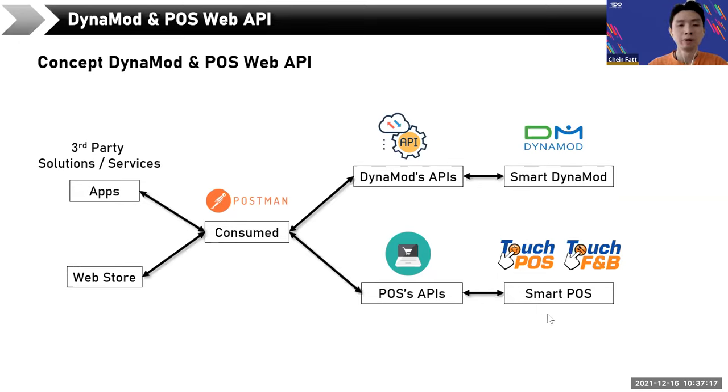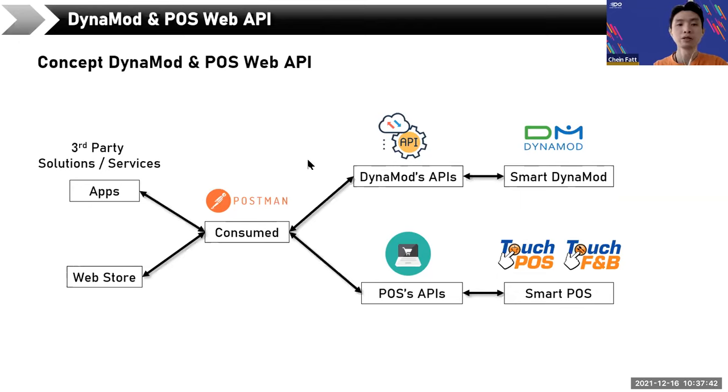Based on here, maybe there is a third party application or web store. They want to get some info from Dynamod. They will use the API to get it. But if they want to test or consume some of the API before running it, maybe they can use Postman to consume.